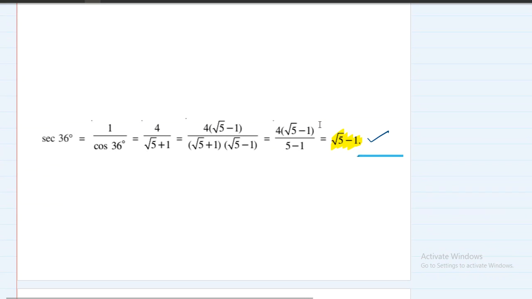Sec 36 is the reciprocal of cos 36. So we take the reciprocal of cos 36, rationalize the denominator, and here we go. Sec 36 is root 5 minus 1.